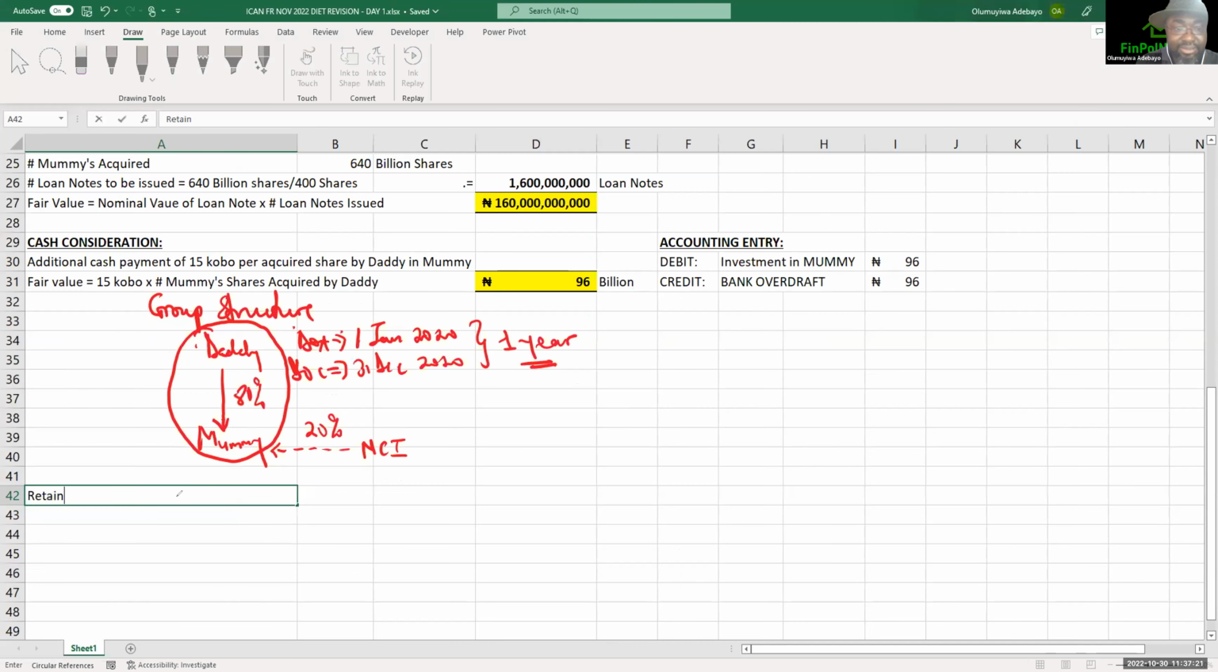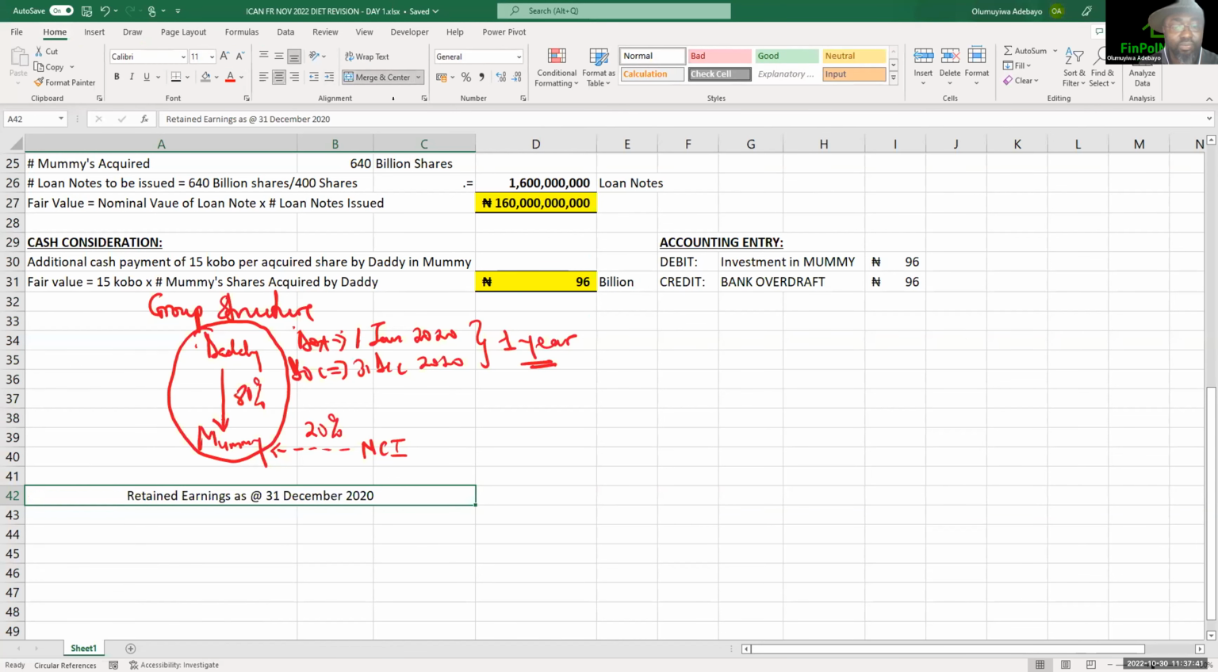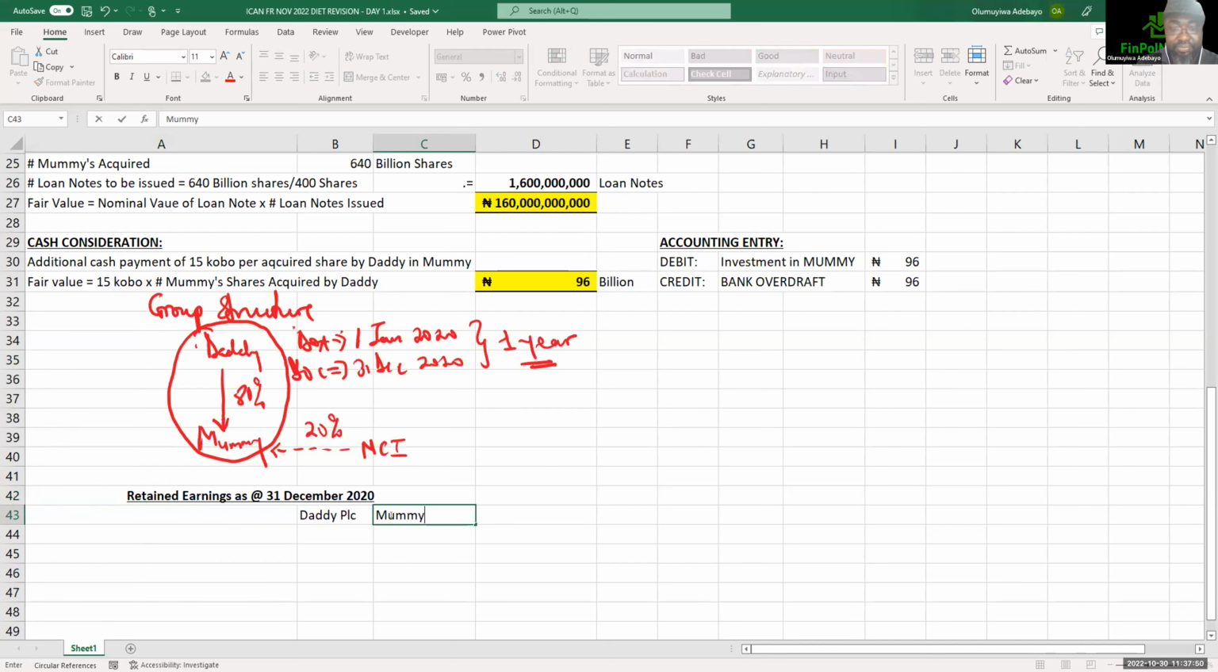Which means retained earnings as at 31st December 2020 is as follows. You know, we have daddy and we have mommy. Now, all figures are in billions of naira.